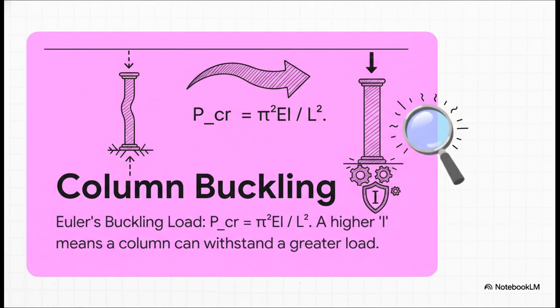Now let's flip it and look at columns, which are under compression. In Euler's buckling formula, look where I is now. It's in the numerator. This means a higher moment of inertia directly increases the amount of load a column can take before it just gives up and buckles. So whether you're trying to resist bending or resist buckling, I is the number that tells you how well a shape is going to perform.